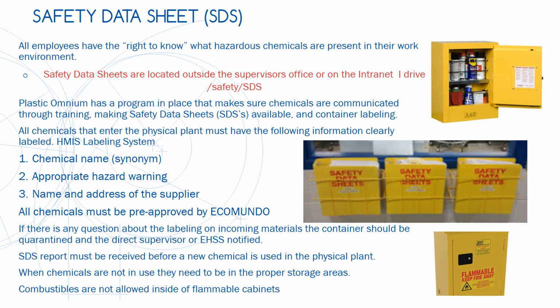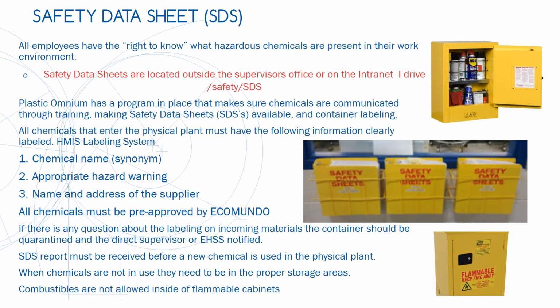Safety data sheets, SDS. All employees have the right to know what hazardous chemicals are present in their work environment. Safety data sheets are located outside the supervisor's office or on the Internet iDrive Safety SDS. Plastic Omnium has a program in place that makes sure chemicals are communicated through training, making SDSs available, and container labeling. All chemicals that enter the physical plant must have the following information clearly labeled.